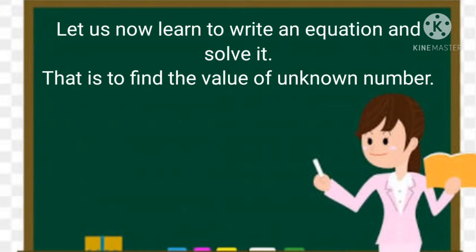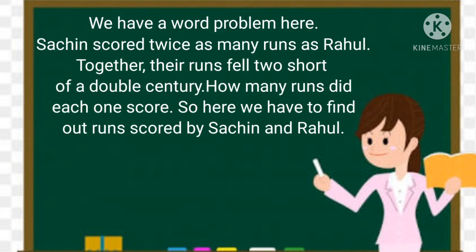Let us now learn to write an equation and solve it. That is, to find the value of the unknown number. We have a word problem here. Sachin scored twice as many runs as Rahul. Together, their runs fell 2 short of a double century. How many runs did each one score? So, here we have to find out the runs scored by Sachin and Rahul.